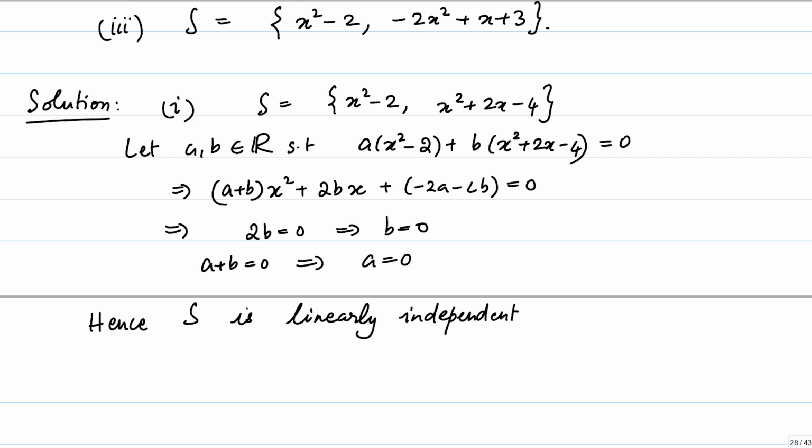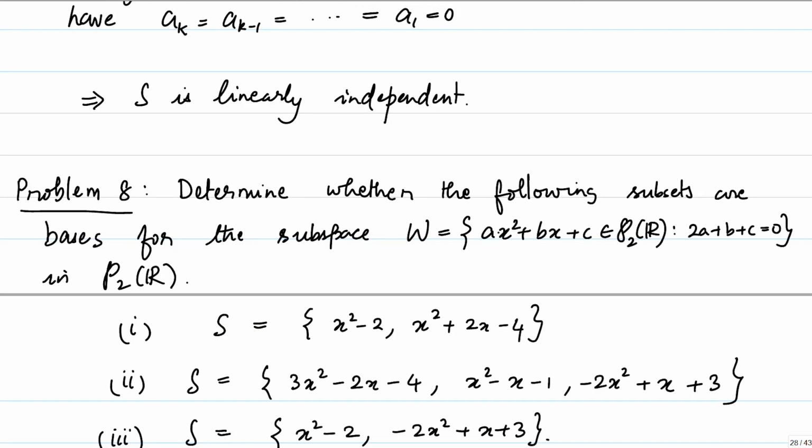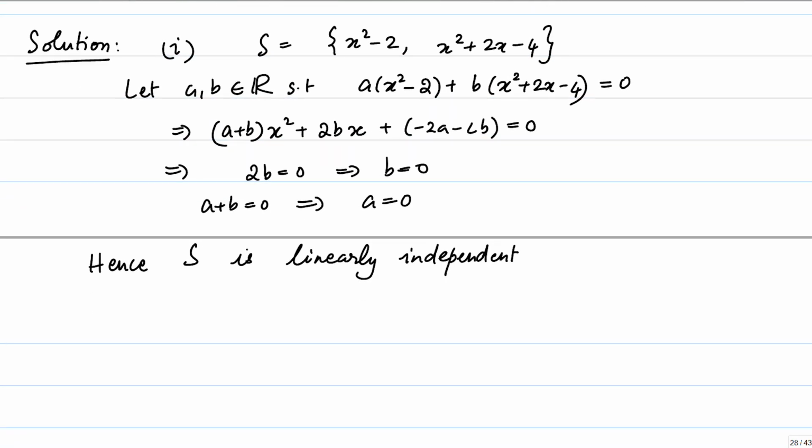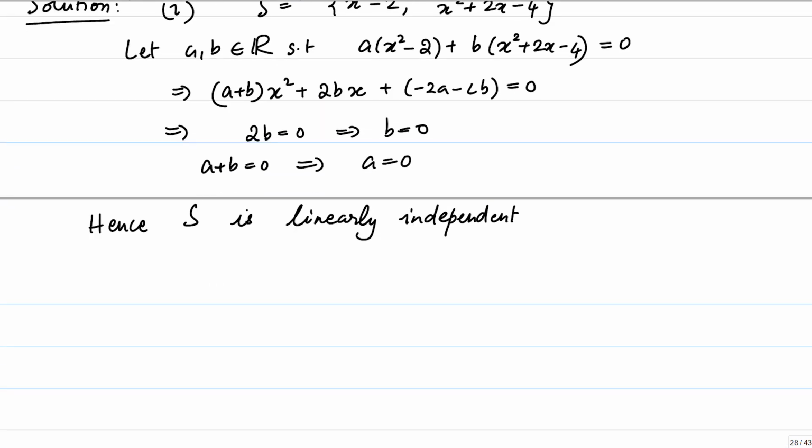But we are only halfway through. We have just shown that S is a linearly independent subset of W, and the question is whether S is a basis. So, we have to check whether it is a spanning set. Let me not check by brute force that this is a spanning set. I would rather use an indirect argument to conclude that it is a spanning set.